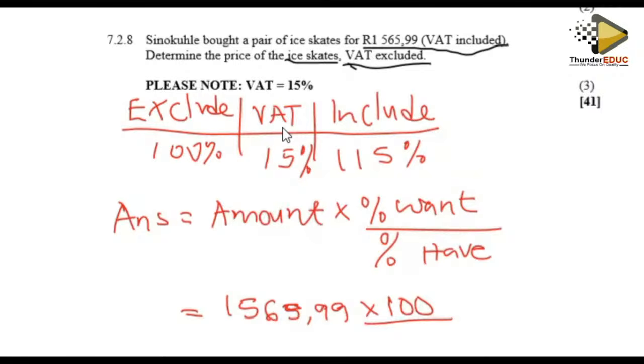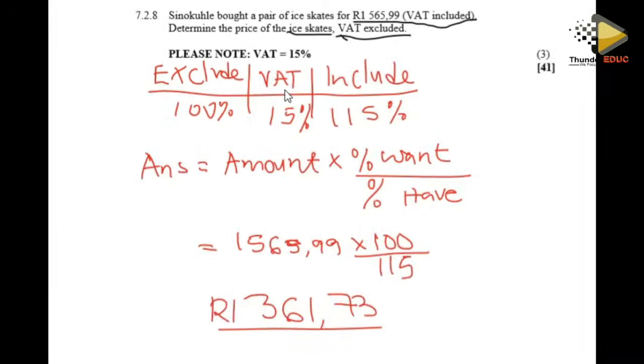remember what I have right now. They say my price already has VAT on it. So it's 115. That simply means 1,565.99 times 100 over 115. So the answer I have here is our price excluding VAT.